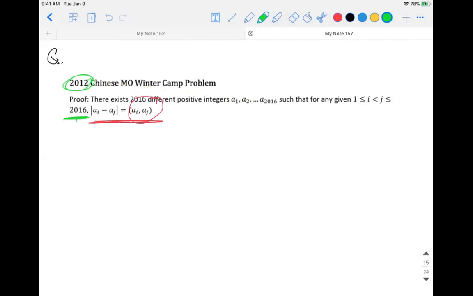Again, like we keep saying from day one, if we want to do something very intuitive, start with n equals 1. For sure, a1's absolute value is a1 itself. N equals 2, I think it's kind of easy for you to find two numbers whose difference in absolute value is their greatest common divisor. Who can give me an example for this? Pick two numbers whose greatest common divisor is actually the difference of these two numbers.